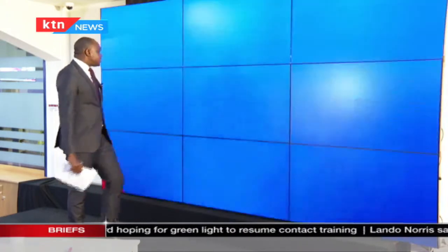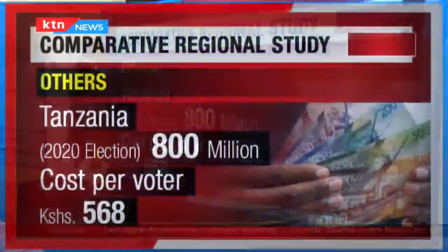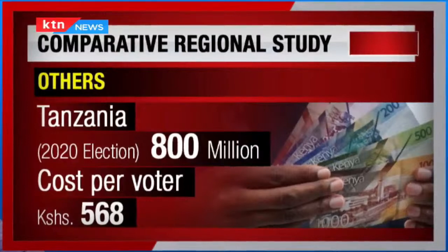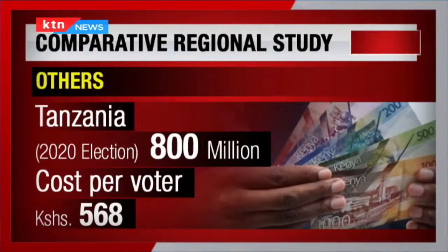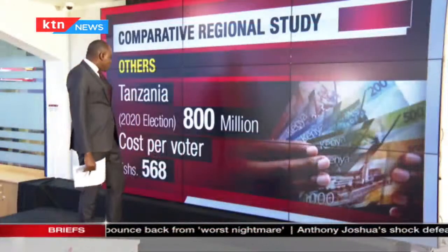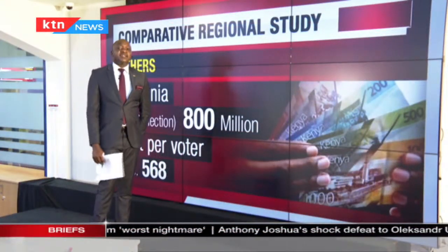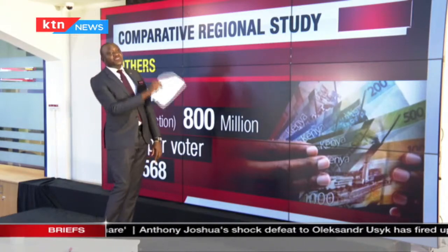Let's look at TZ, across the border once again. And the last election, with the late Magufuli, these are the statistics. 2010 election, they used about 800 million shillings, 200 million less the 1 billion mark. This is in Kenyan shillings. The cost per voter in TZ was 568.